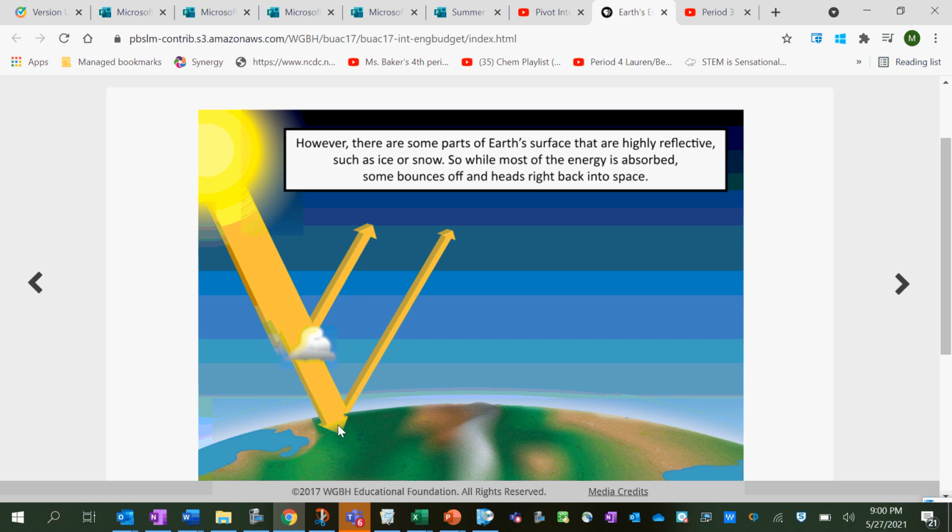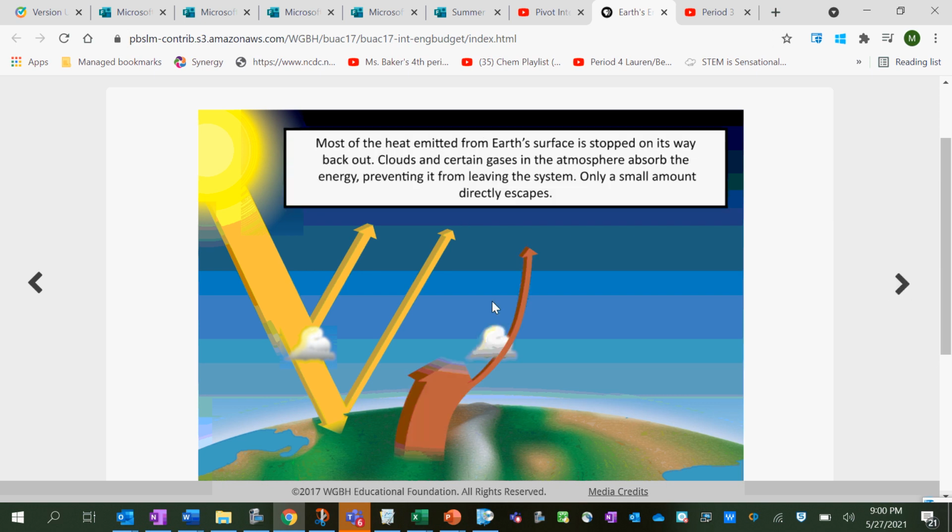There are some parts of Earth's surface, though, that are really reflective. Ice, like a glacier, snow. So while most of the energy is absorbed, there is a certain amount that bounces off, reflects, and heads right back into space. And then this visible light that was absorbed is now emitted from Earth's surface.